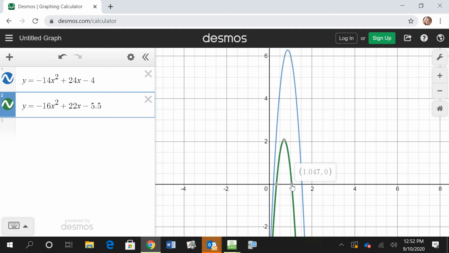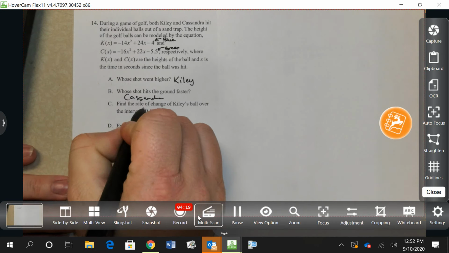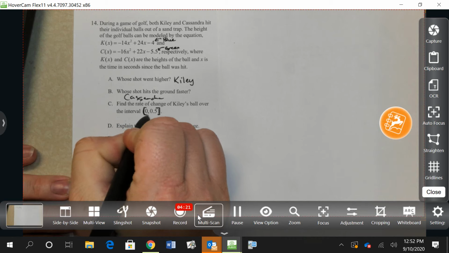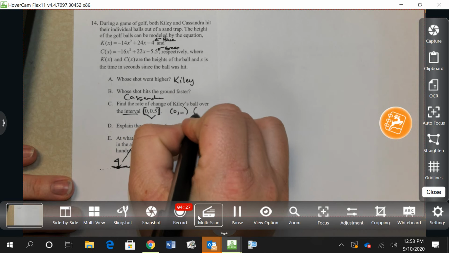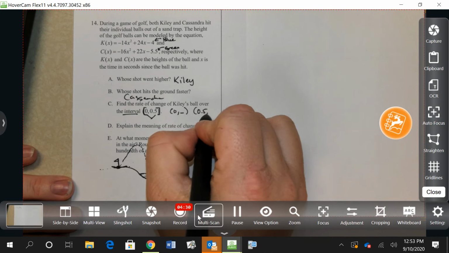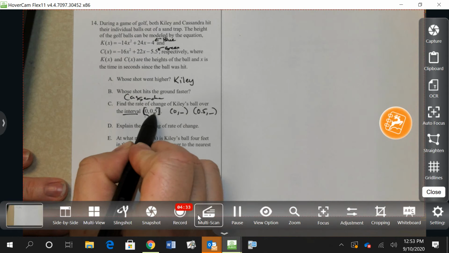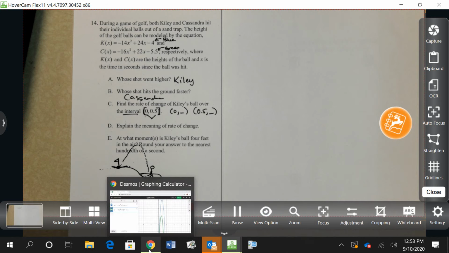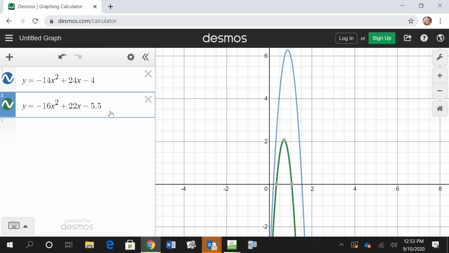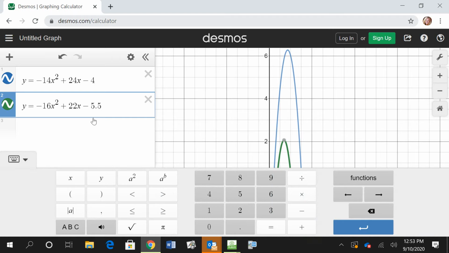The next one says, what is the average rate of change of Kylie's ball from 0 to 0.5? I want you to go back and see this because this is often a problem that students struggle with. So average rate of change over this interval, these are both X values, 0 and 0.5. I want to know the corresponding Y values. So if I come to my graph, I'm able to do a couple things. Remember in this particular one they're asking about Kylie. We know that Kylie happens to be the blue, so keep that in mind, okay?